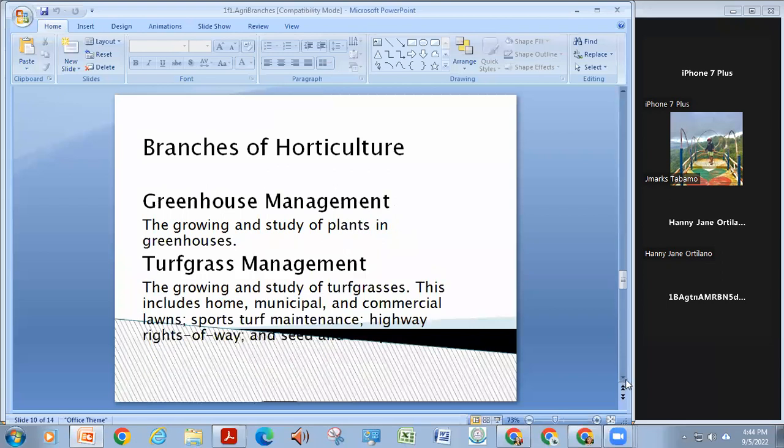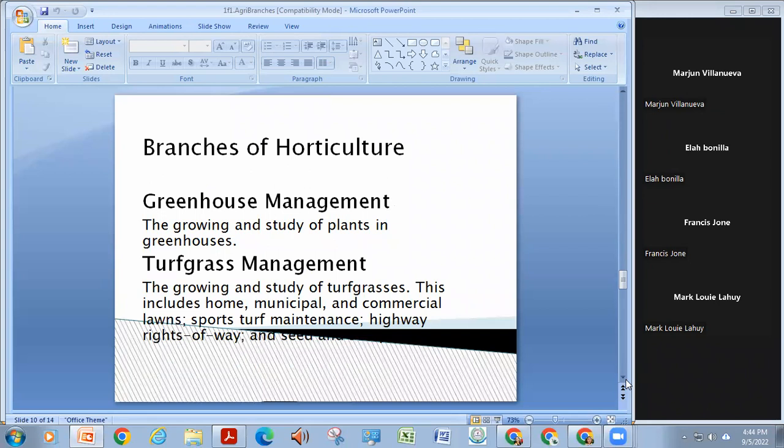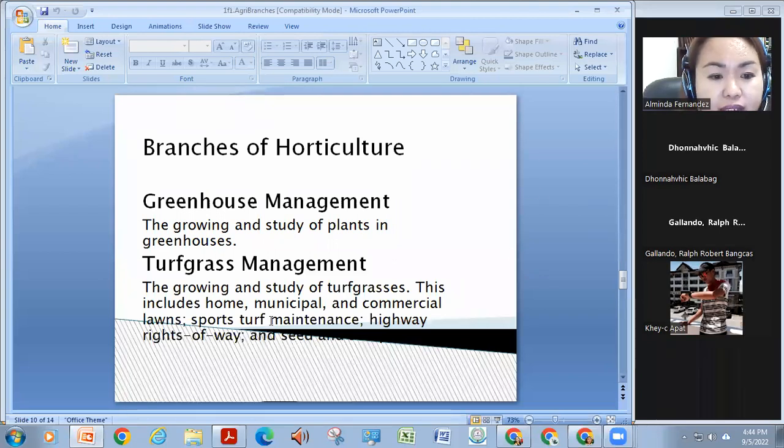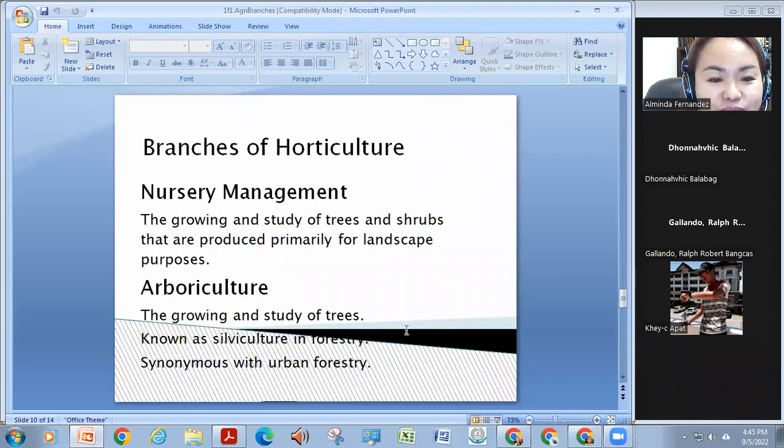So aside from those main branches, it is also elaborated into greenhouse management, or the growing and study of plants in greenhouses. And turf grass management, or the turf grasses on lawns, like in resorts and sports fields. So that's turf grass management.